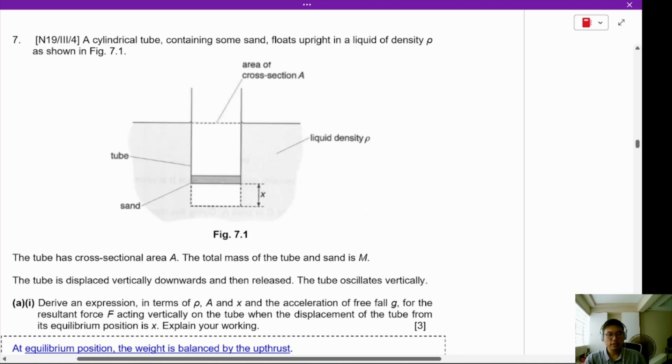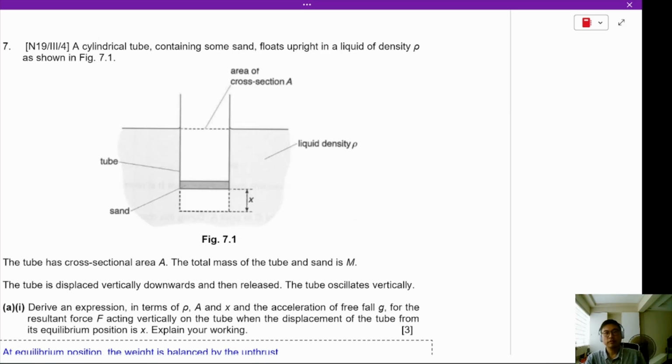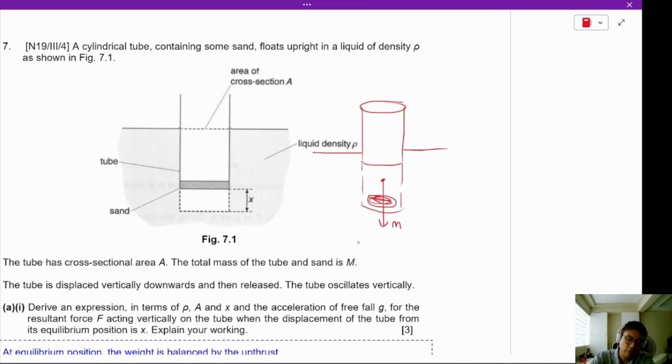Now, in question 7, this cylindrical tube floats upright in a liquid in a container, and is going up and down. Derive an expression in terms of the upthrust and weight for the resultant force acting on the tube when the displacement of the tube is x. Explain your working. First of all, let's consider that there are two forces acting on the container when it is inside the water. This is the water level, and that's the container.